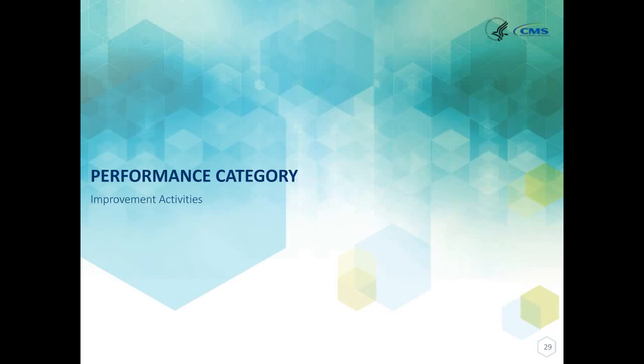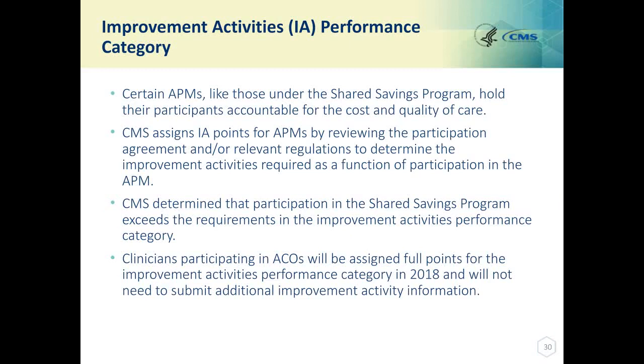On to the improvement activities performance category. Next slide. So certain APMs, like the Shared Savings Program, hold their participants accountable for the cost and quality of care, and therefore CMS assigns the improvement activities performance category score for these APMs by reviewing the participation agreement of the entire APM or their governing regulation, which is the case in SSP, to determine which improvement activities are required as part of participation in the APM, rather than requiring all of our participants to report on these activities individually.